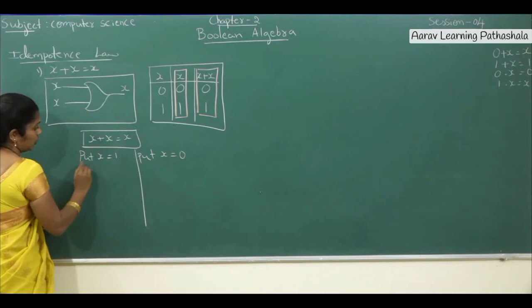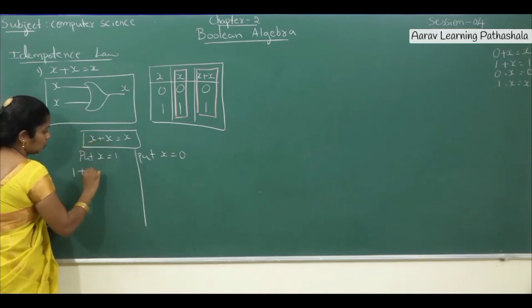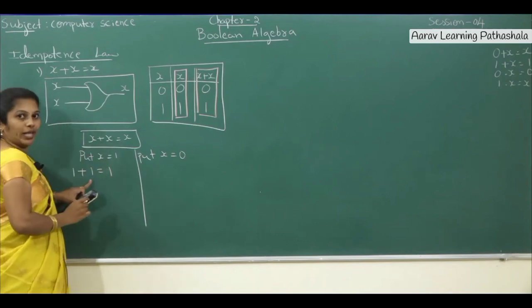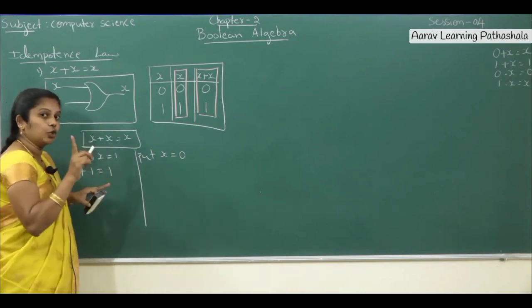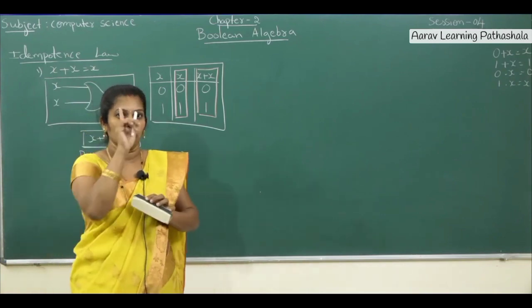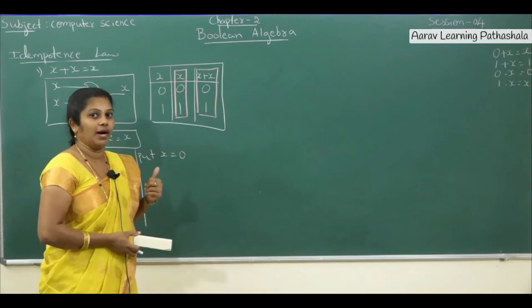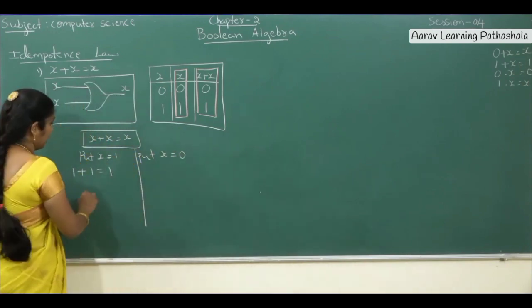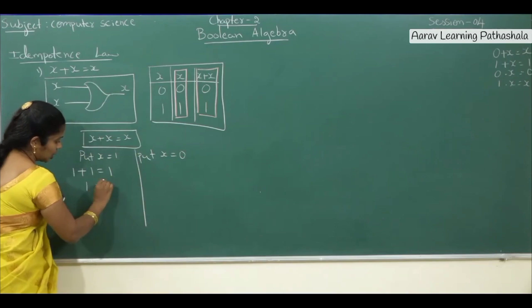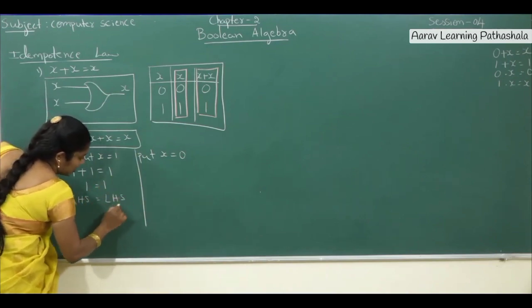Now for the given equation, in the place of x we put 1. 1 plus 1 equals 1. Here don't write 2, because it is binary number format. Boolean algebra mainly deals with only binary numbers. In decimal, 1 plus 1 is 2, but in binary 1 plus 1 is 1 only. So 1 plus 1 is 1, equals 1. Therefore, the right hand side value equals the left hand side value.